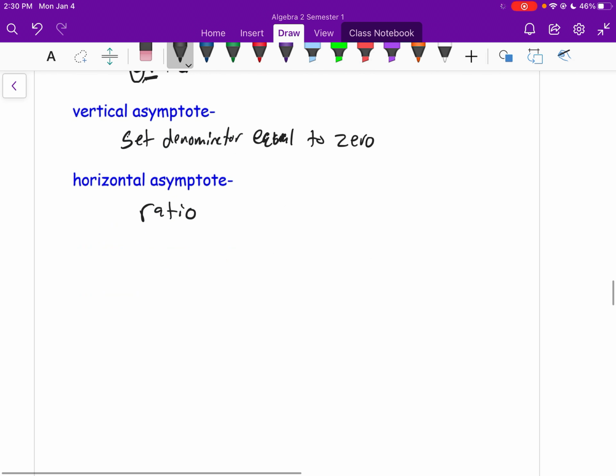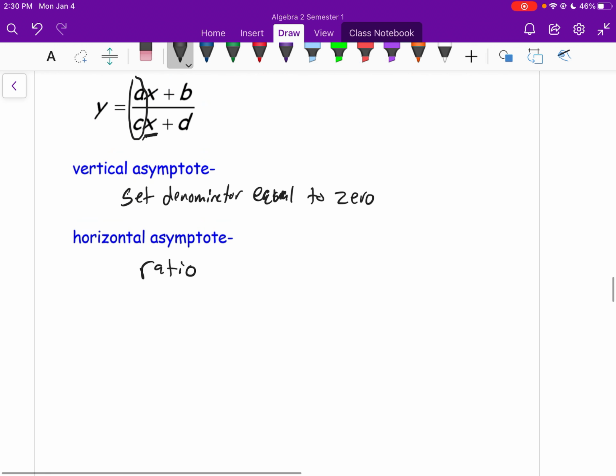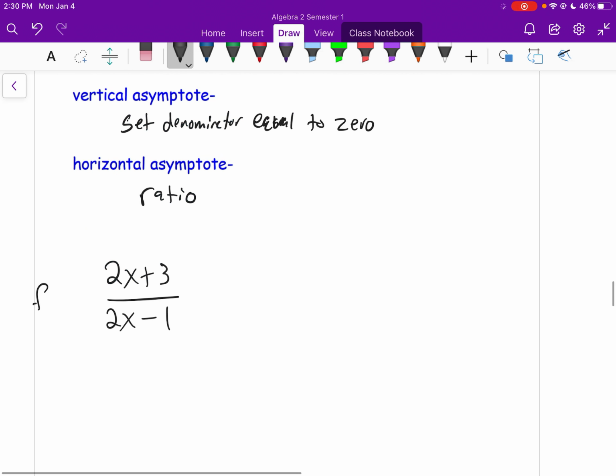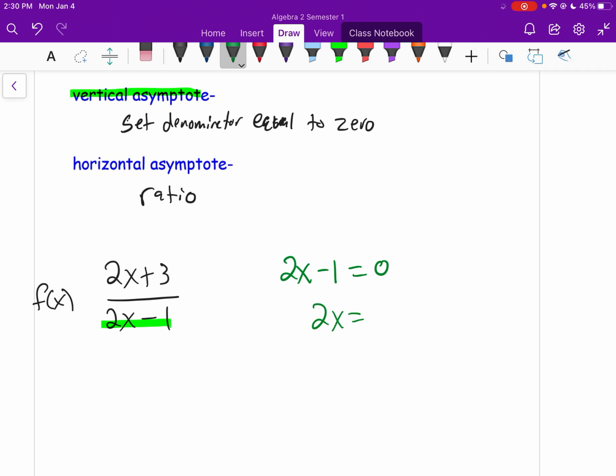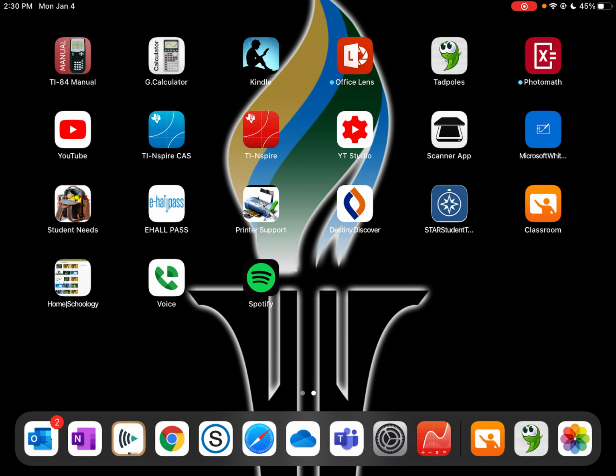Okay, so let's go ahead. Let's say 2x plus 3 over 2x minus 1, if that was our function. Vertical asymptote, again, we're always setting the denominator equal to 0. So for our vertical asymptote here, 2x minus 1 is equal to 0. Solving for that, you get 2x equals 1.